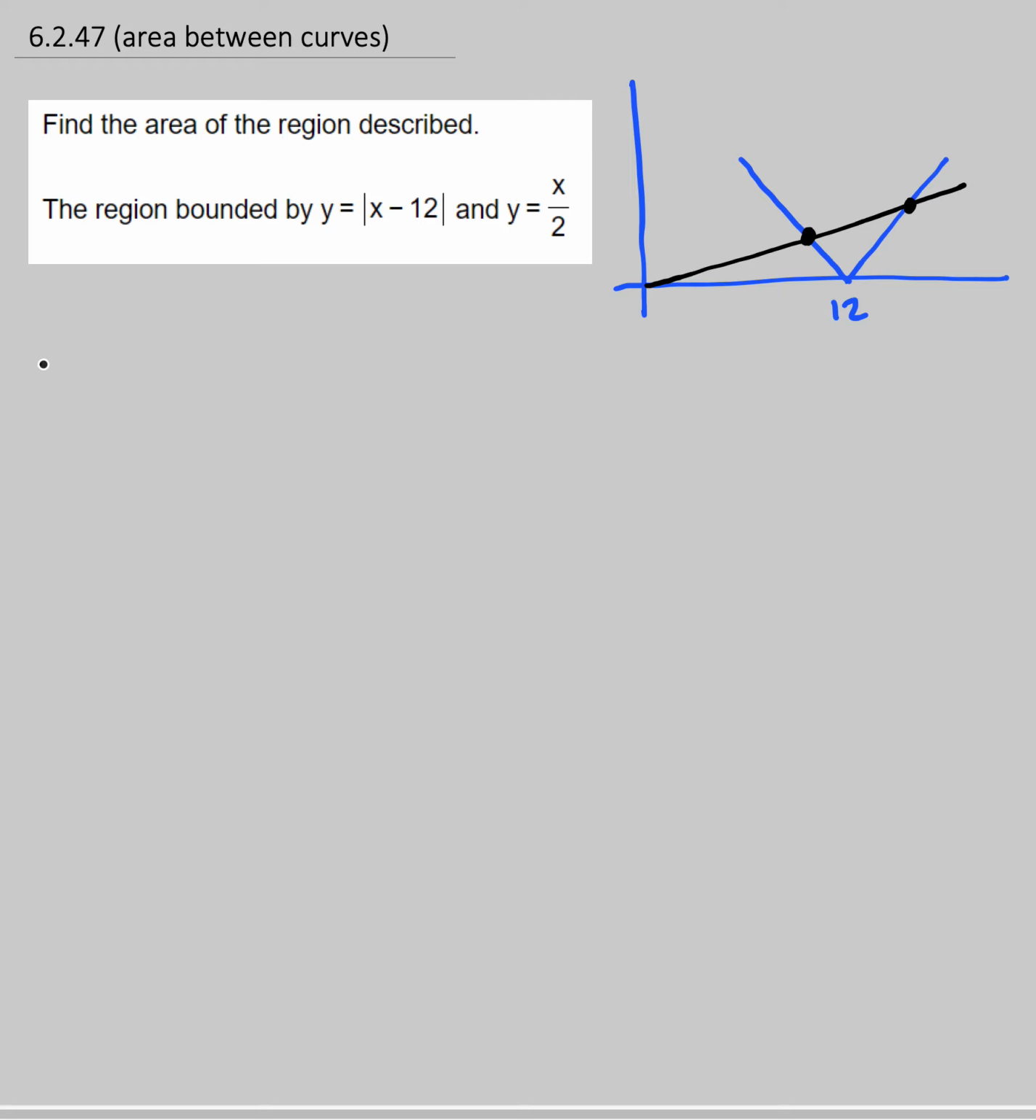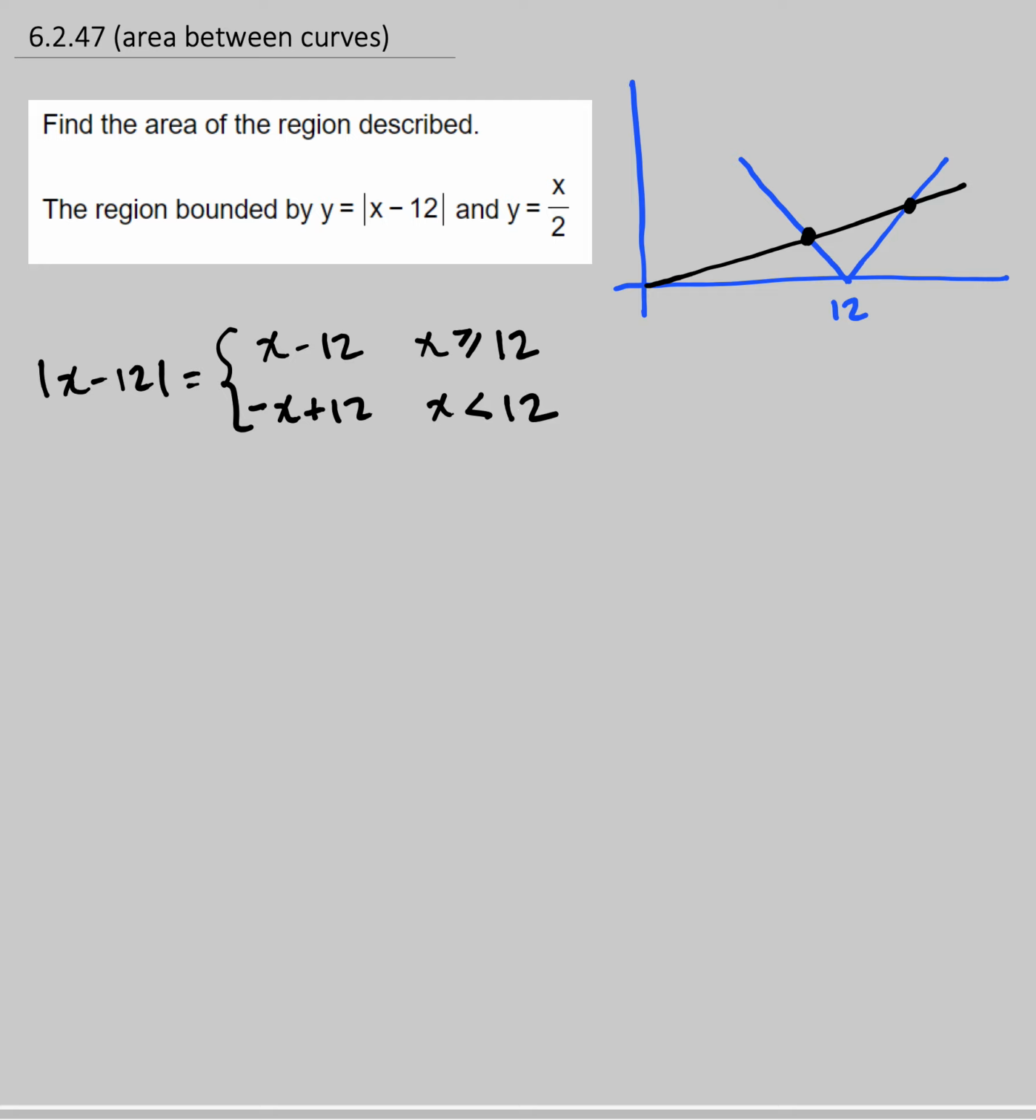We need to remember that the absolute value function is piecewise defined. So this will equal what's inside the absolute value if what's inside the absolute value is greater than or equal to 0, which will mean x is greater than or equal to 12, and it will be equal to the opposite of what's inside the absolute value if what's in the absolute value is negative, which translates to x being less than 12.